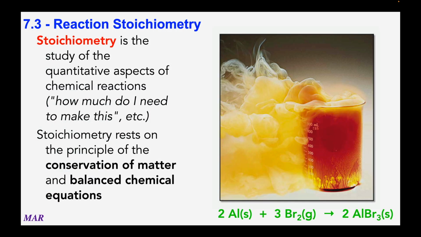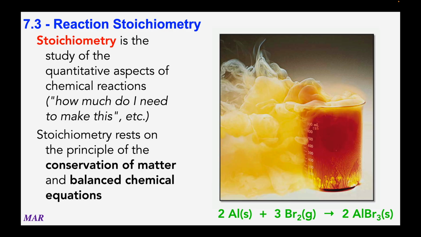Section 7.3 of this chapter is entitled Reaction Stoichiometry. And stoichiometry is a fancy name that I will never make you spell, by the way, because it's kind of weird. But it's basically the study of quantitative aspects of chemical reactions, which is really related to amounts, like how much do I need to make this much, etc. So stoichiometry is really the study of measurements and how much you need to make something happen.